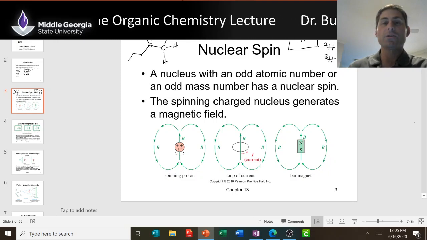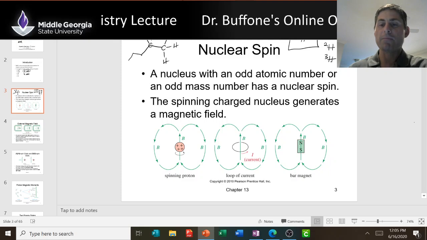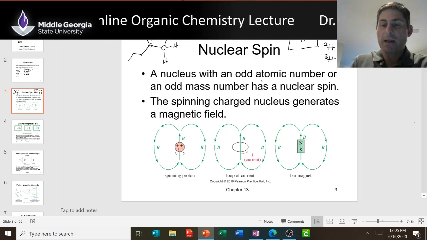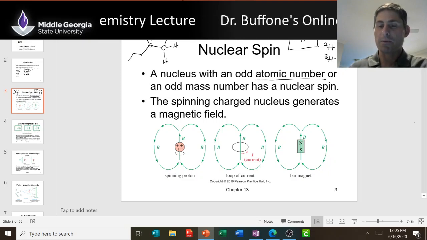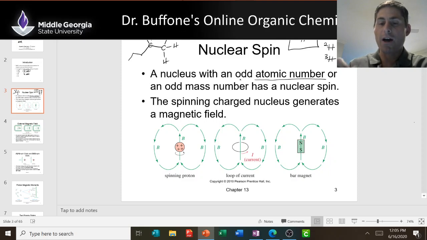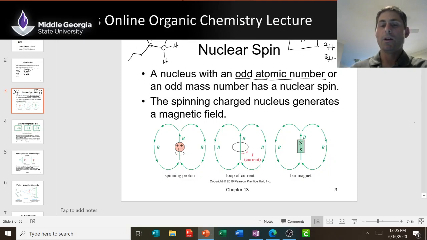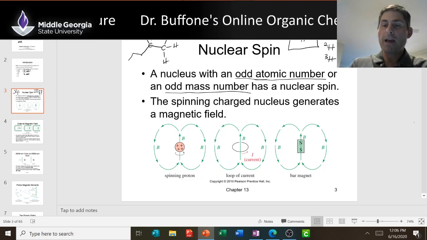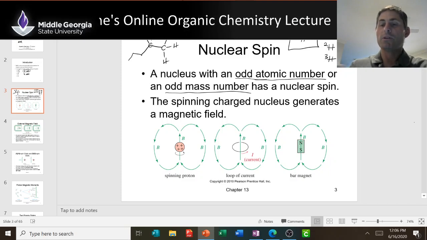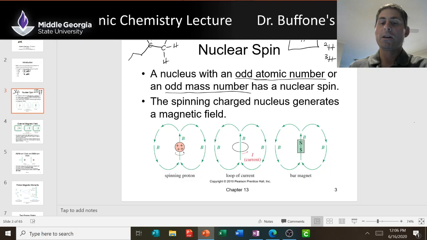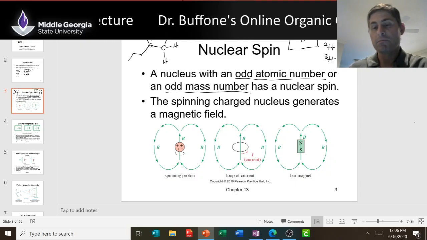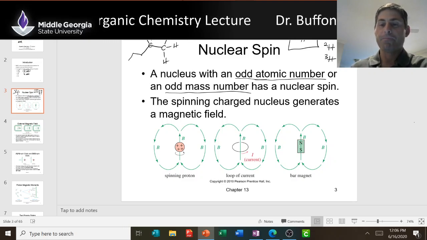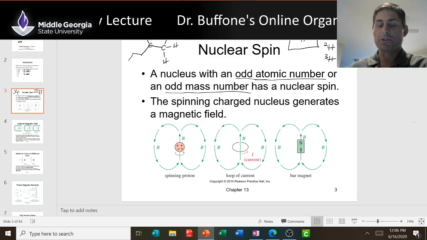So does hydrogen have nuclear spin? Well, all isotopes of hydrogen have nuclear spin because they all have an atomic number of 1, which is odd. Pardon me, I said atomic mass number earlier. All those isotopes have an odd atomic number. Some of these isotopes also have an odd mass number. Protium has an odd atomic number and an odd mass number. Deuterium has spin because it has an odd atomic number, even though it has an even mass number. It doesn't matter, because one of the two is odd, and that gives that nucleus a nuclear spin.